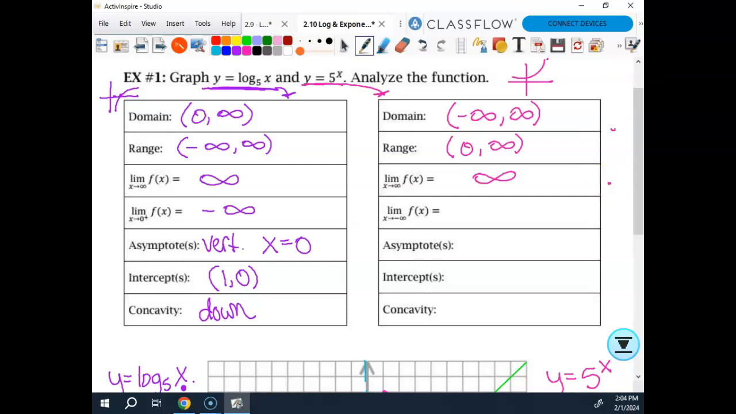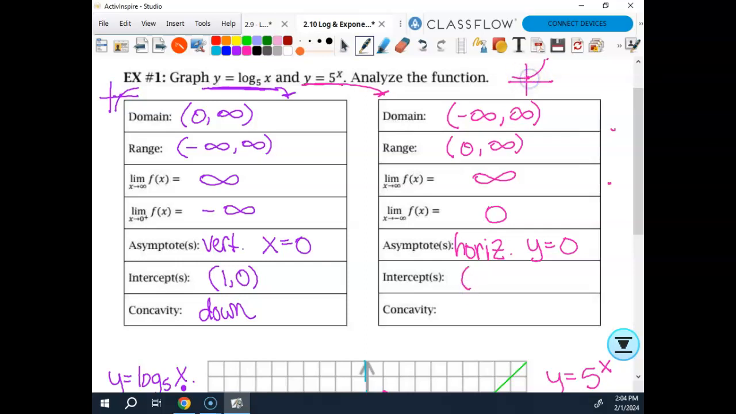All right, so now this one does say negative infinity. So as x approaches negative infinity, what is y approaching? 0. Very good. Do we have an asymptote? Yes. Horizontal or vertical? Horizontal. Very good. So that means this equation is y equals 0. Very good. And what is this intercept?